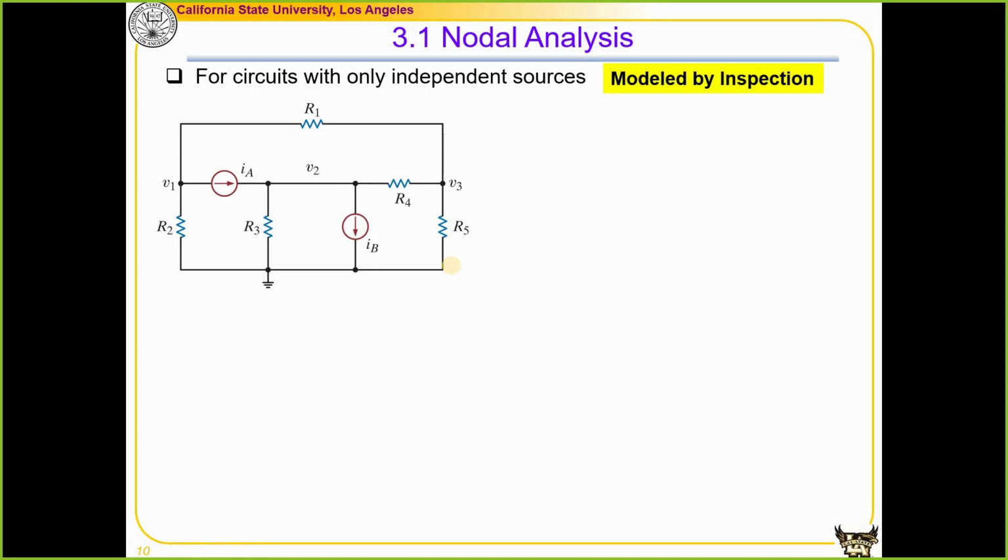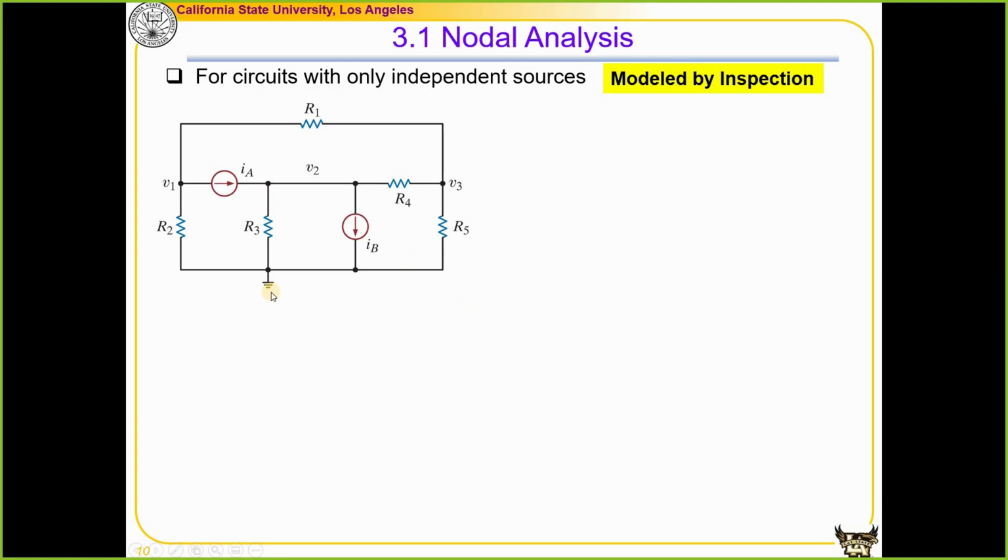So let's look at one more example about how we do nodal analysis by inspection. And nodal analysis by inspection only works for circuits with independent current sources, like this one. In this problem, we have two independent power sources, and both of them are current sources. So we know that we can do nodal analysis by inspection.